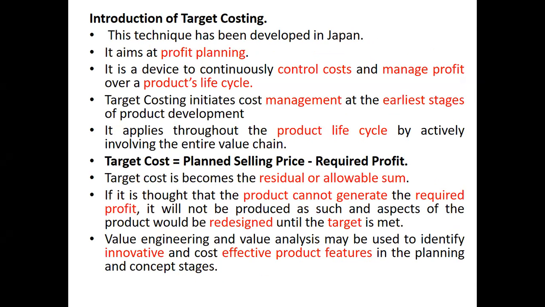Okay, so introduction to target costing. This technique has been developed in Japan. Target costing is basically a Japanese technique, and it aims at profit planning. Profit का planning करने के लिए इसकी मदद होती है. It is a device to continuously control the cost. So here at every sector, at every production area, at every area of your factory, we are setting targets and giving targets, and everybody must follow this target. So it is a technique of controlling the cost and managing the profit over the product life cycle. Profit management strategy और cost cutting strategy ओवरऑल प्रोडक्ट लाइफ साइकिल में ये हेल्प करता है.